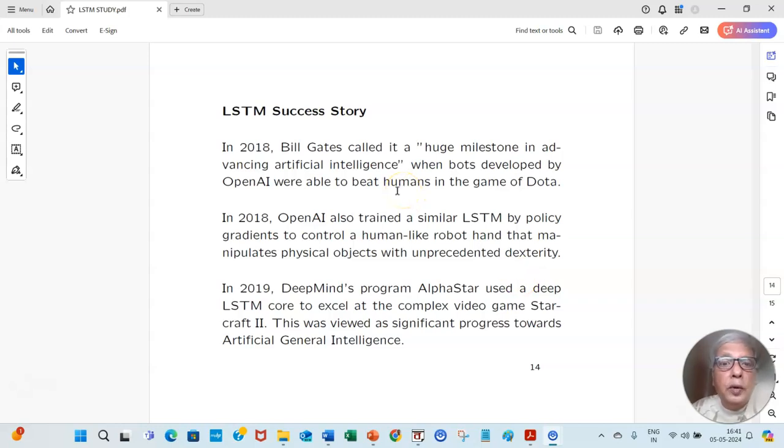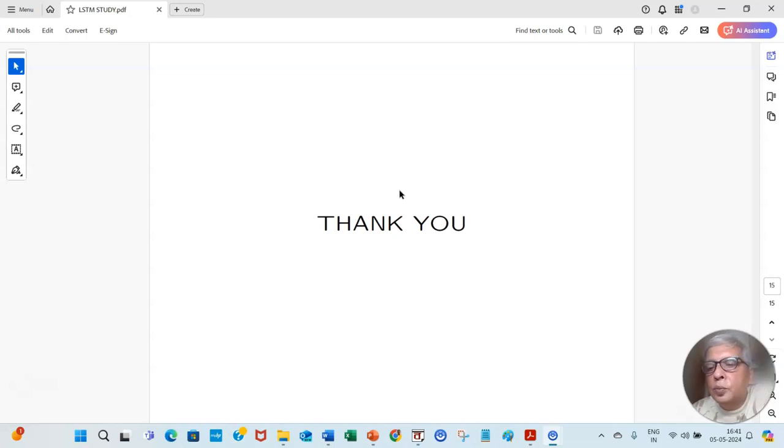So that's the story of LSTM, and I'm studying the large language model now.